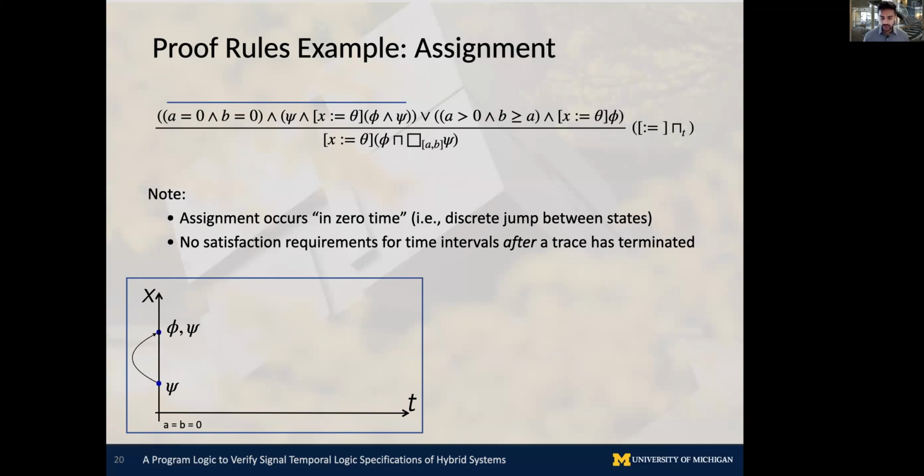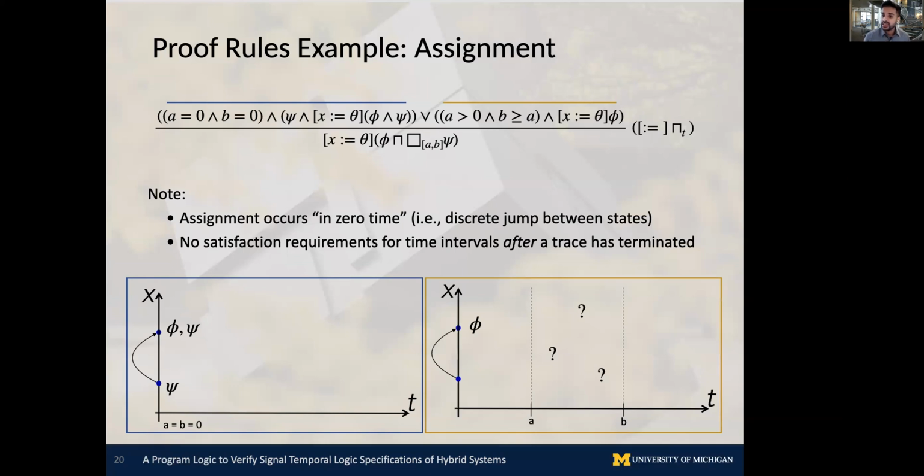And this is shown in the figure on the left. For the second part, if A is greater than 0 and B is greater than or equal to A, we assign theta to X, following which phi needs to be true. And this is shown in the figure on the right. Note here that the assignment happens at time 0, as I hinted before, following which the trace terminates. The formula for the conclusion required psi to be true between times A and B, but since the trace does not even reach time A, there are no satisfaction requirements on psi for this second case.